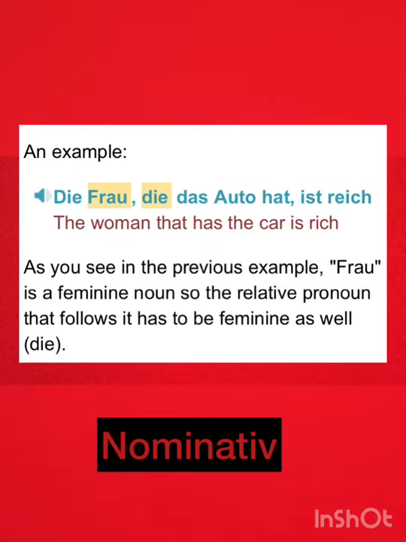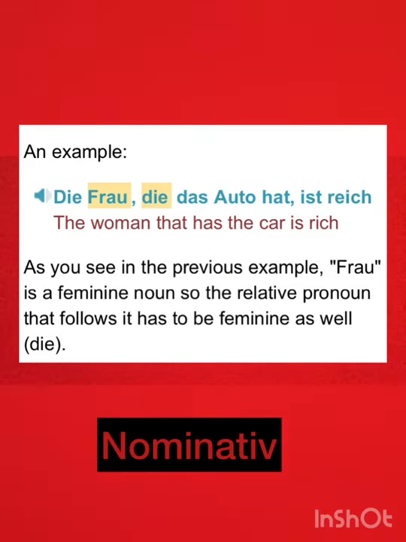So now we have the very first example, that is from the concept of nominative. As you can see on your screen, the example is Die Frau, die das Auto hat, ist reich. Okay, now die Frau, this is my noun. As I have explained in my WebEx, after the noun we will have the pronoun. So this die is referring here to the relative pronoun.